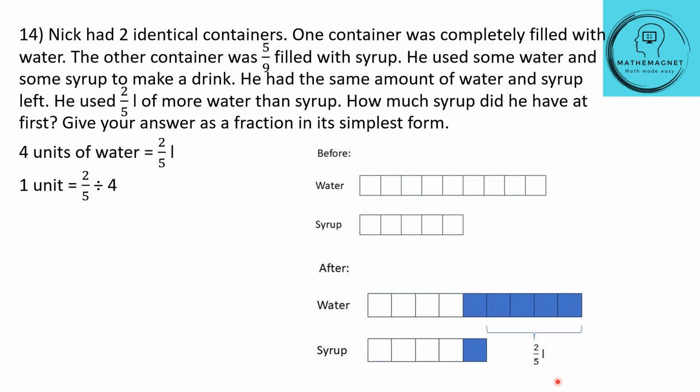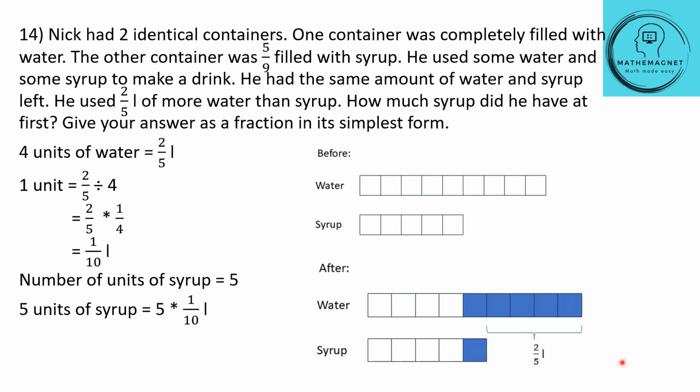So 1 unit will be equal to 2 by 5 divided by 4, that's equal to 2 by 5 into 1 by 4. 2 and 4 cancel out by 2 times, it becomes 1 by 10 liters. So 1 unit is 1 by 10 liters. Now the question is, how much syrup did he have at first? How many units of syrup did he have? There were 5 units of syrup that he had at first. So 5 units is equal to 5 into 1 by 10, which is 5 by 10, and 5 cancels out, so it becomes 1 by 2 liters. So he had half a liter of syrup at first.